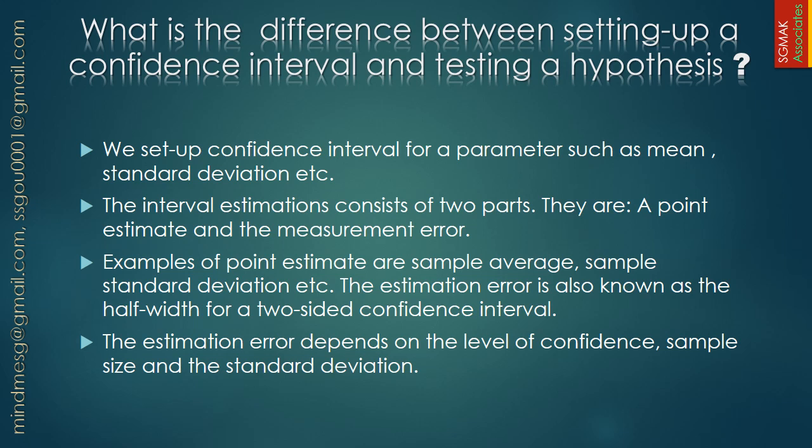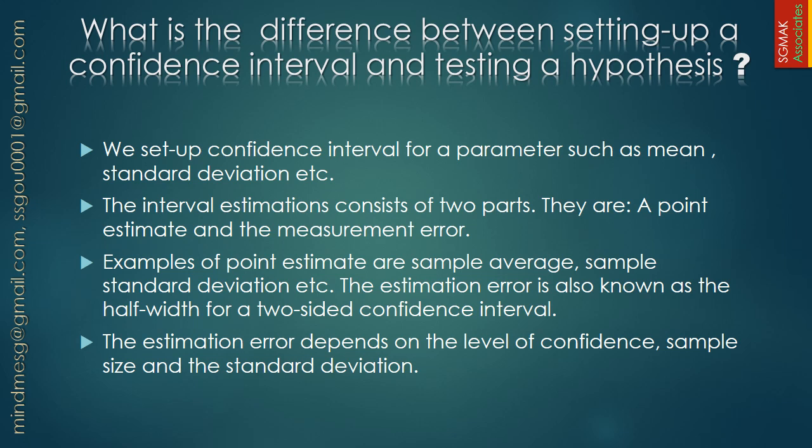Explaining what's the difference between setting up a confidence interval and testing a hypothesis. Both are important concepts in basic statistics or statistical analysis of data. So we set up confidence interval for a parameter such as mean, standard deviation. So you set them up for parameters only. The interval estimation consists of 2 parts. There we first get a point estimate, then we estimate the measurement error, or called the half width.